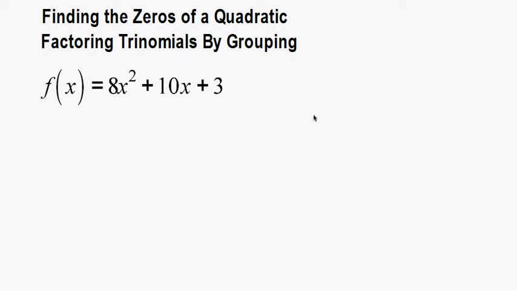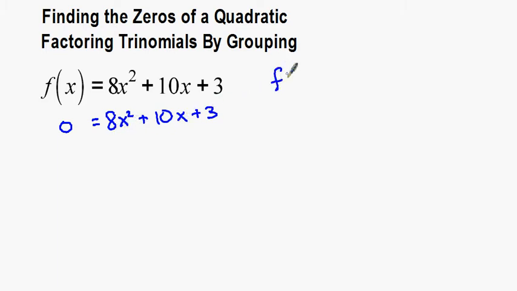In this example, we're finding the zeros of a quadratic by factoring the trinomial, and we're going to use the grouping method in order to be able to do this. So to begin with, to find the zeros, we're going to set the function value equal to 0. We're going to identify the a, b, and c portions of the function.